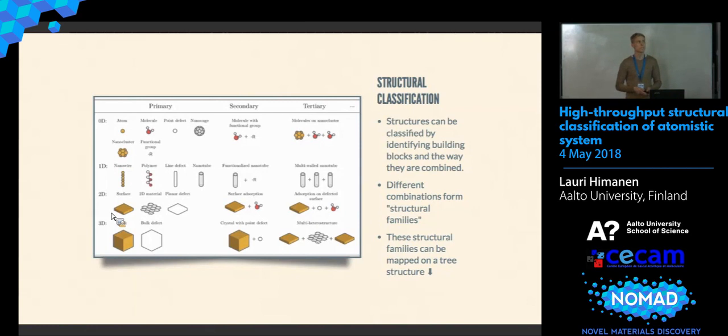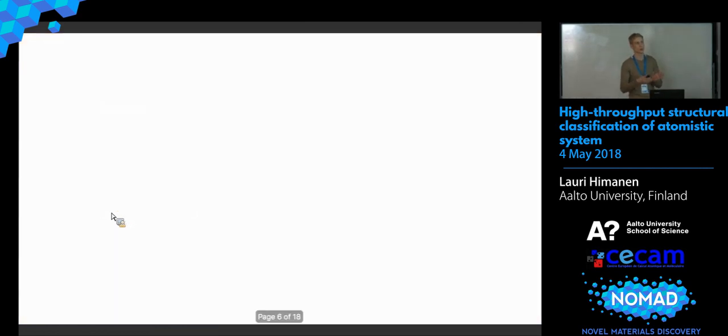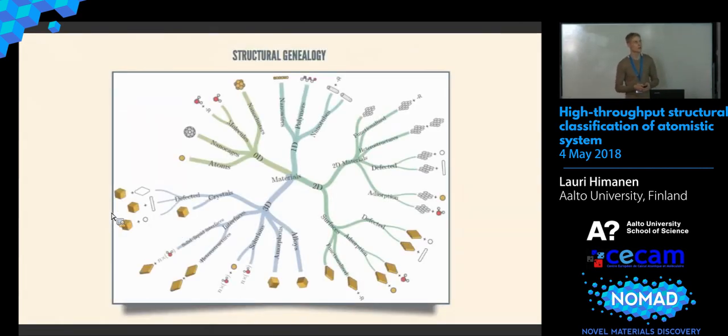And our idea was to define a set of logical primary building units that you can combine to produce more complex structures. So basically, you have a set of primary building blocks, and then you combine these to produce more complex structures. Now these different combinations form what you could call structural families.